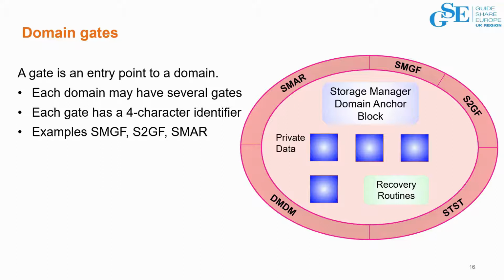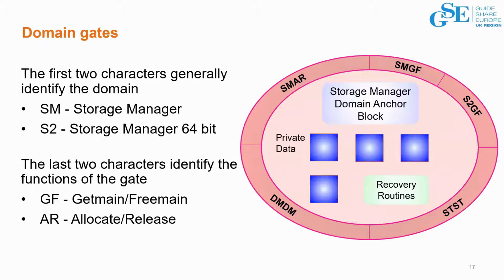Now, you can also see SMAR for storage manager acquire and release storage. Every task that starts up goes through SMAR. So again, the first 2 characters generally identify the domain. And so you could see SM, and S2 being a special case of storage manager. And then there you can see the GF and the AR, get main, free main, allocate and release storage. Now, you can see there's some gates at the bottom here that don't actually start with SM, and we're going to describe those when we talk about generic gates.